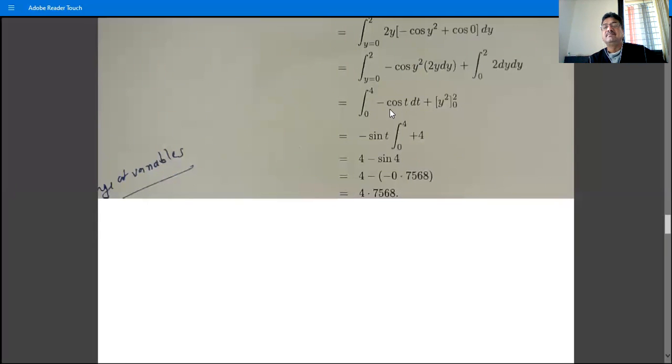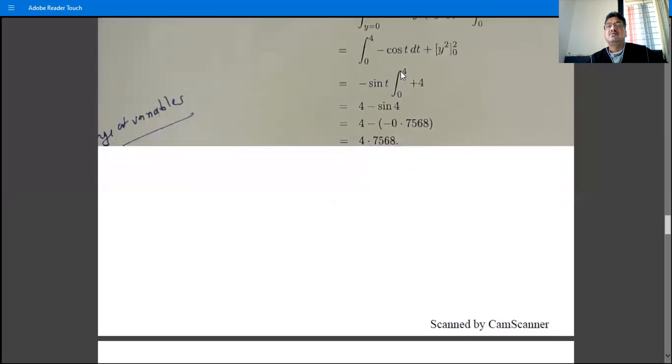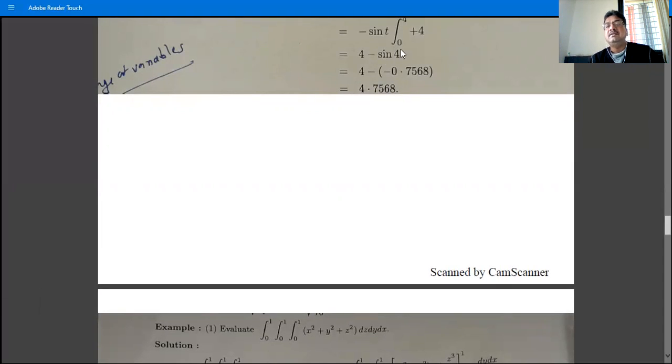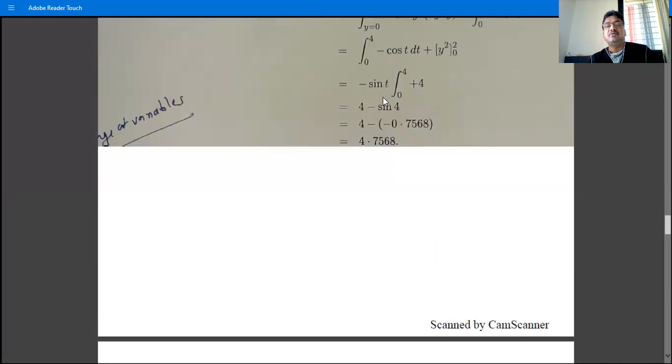So the limits are 0 to 4, minus cos t dt, the limits 0 to 2 replaced by 0 to 4, and then its integration is what? The negative sign as it is, cos t integration is sin t, so minus sin t from 0 to 4, in square brackets. The value at the upper limit minus the value at the lower limit, that is minus sin 4 plus sin 0, sin 0 is 0, so the answer is 4 minus sin 4. We can leave sin 4 as it is, or find sin 4 using a calculator, but convert the calculator to radian, because sin 4 is in radian. Or remain as it is, 4 minus sin 4, this is the final answer.